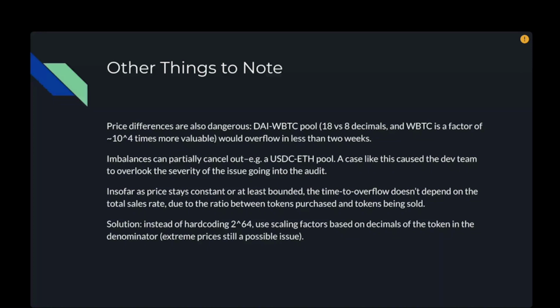And an interesting thing is that imbalances can partially cancel out. For example, in a USDC ETH pool, USDC has very few decimals, but ETH is much more valuable than USDC, so those go in opposite directions. It's like they had the same price and USDC had 10 decimals instead of 6, basically, because ETH is like 4 orders of magnitude more valuable. Right?